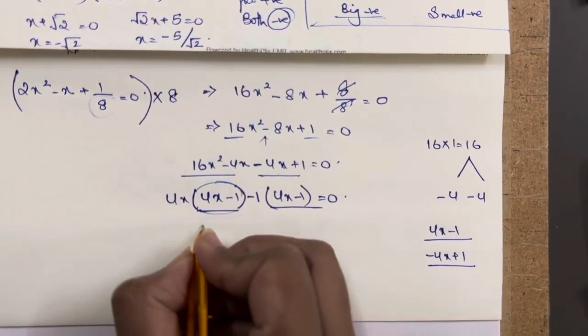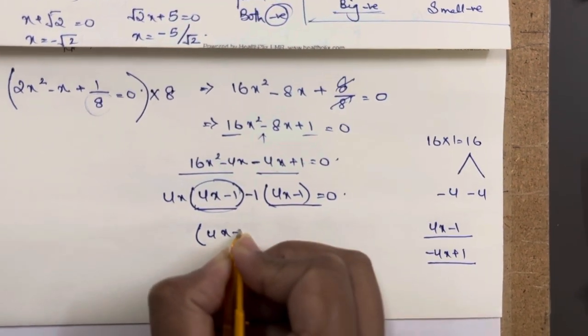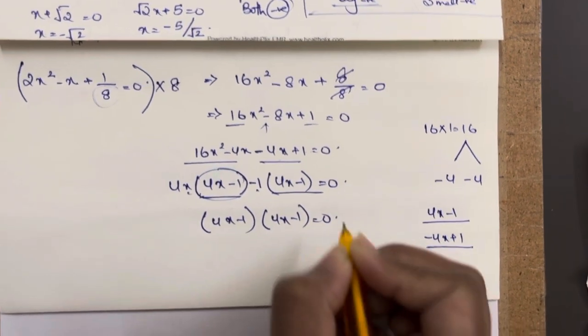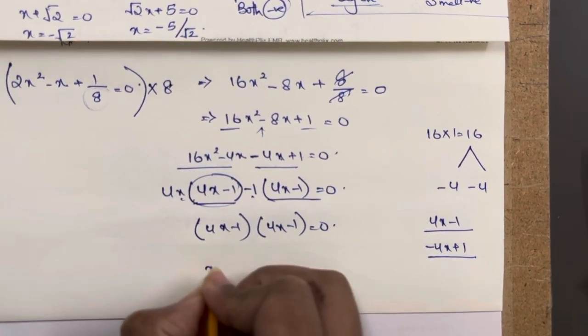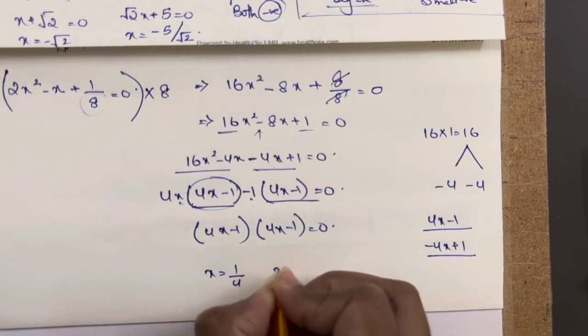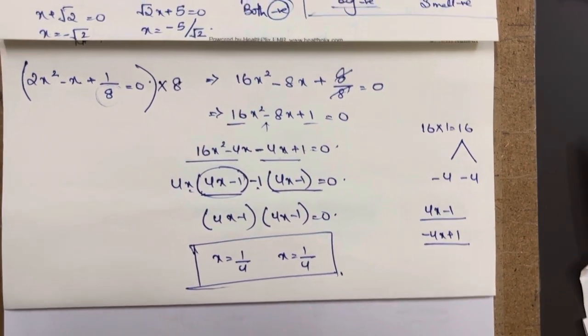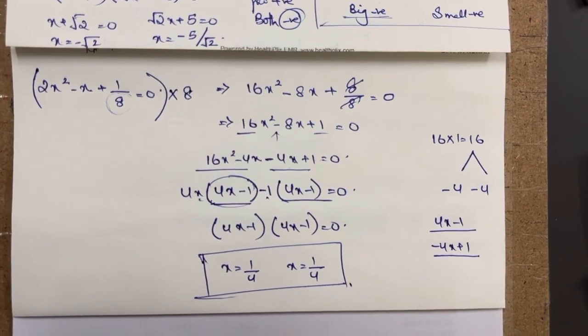Now this is coming twice. So I'll write 4x minus 1, and this two together, 4x minus 1 is equal to 0. Then when I equate them, x is equal to 1 upon 4 is what I will get for this one. So these are the tricky questions that you have to pay attention to.